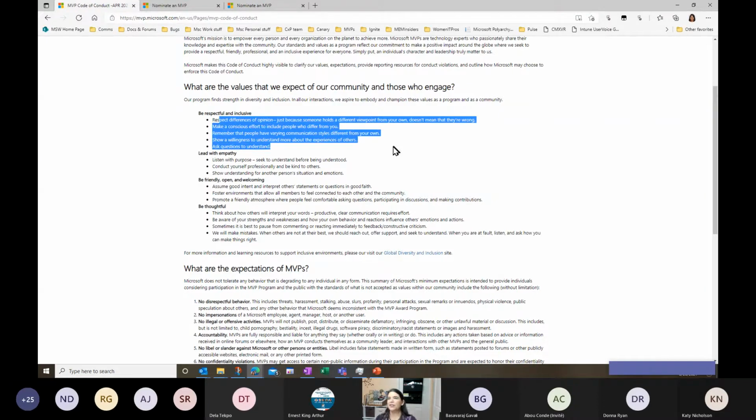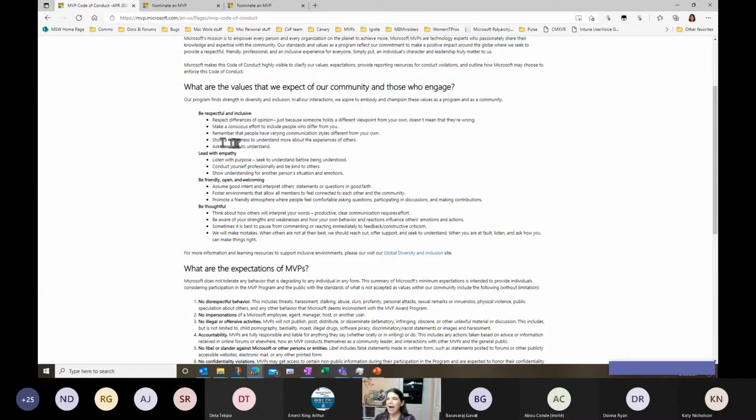Differences of opinion, even if they don't necessarily agree with what we're doing with the product, and debate things from that professional and respectful place.